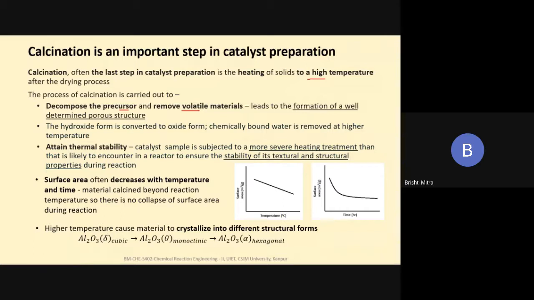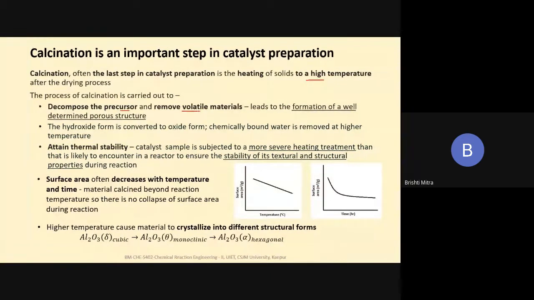Supposedly someone wants to know why calcination is actually carried out as a last step of my catalyst preparation. The reason we do that is, the first thing, to decompose my precursor and remove all the volatile materials. So magnesium carbonate is broken up to form magnesium oxide, and the volatile, gaseous material, carbon dioxide, is released or removed.